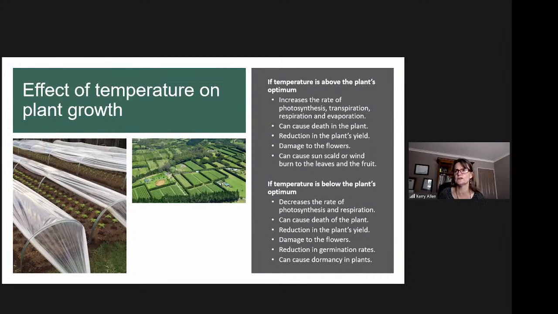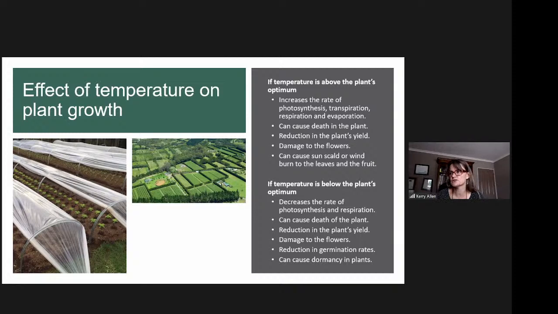And so that's where you're moving into the effect of temperature, what it does to the plant. If the temperature is above the optimum, it increases the rate of photosynthesis, transpiration, respiration, and evaporation. However, it can be negative. If it's too high, it will cause death and it won't obviously grow very well. So you'll have a reduction. If it's too high, you may have damage or burning to flowers or to new buds. You can also get wind scald and sun scald if it's too high.